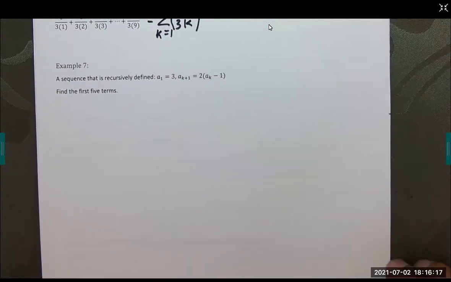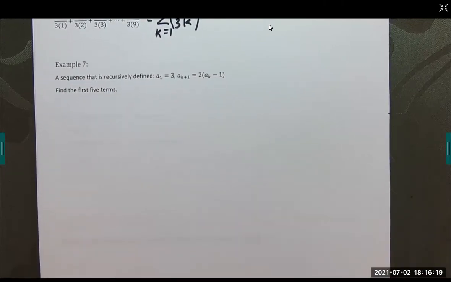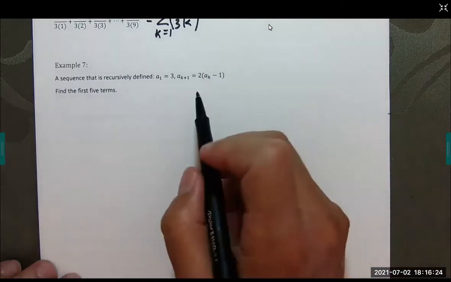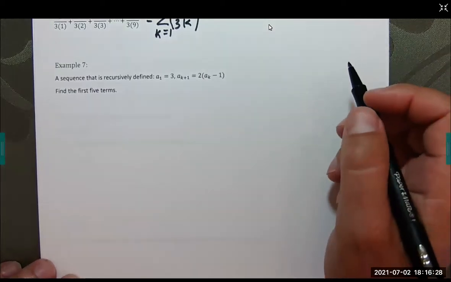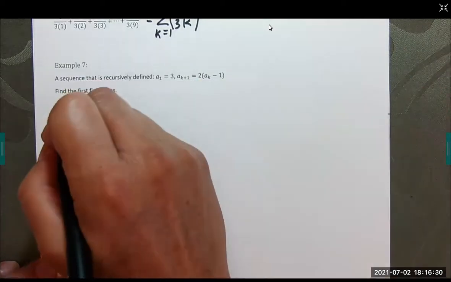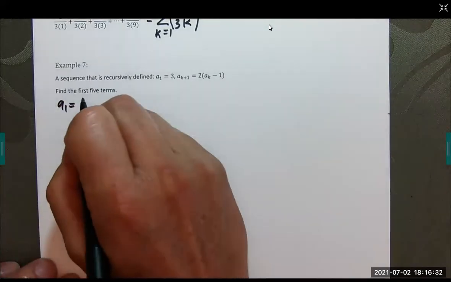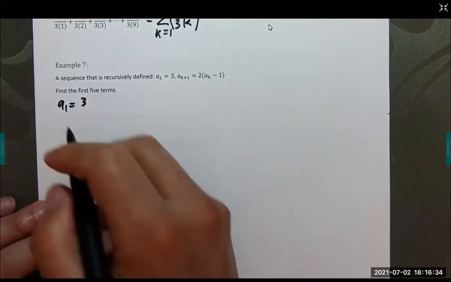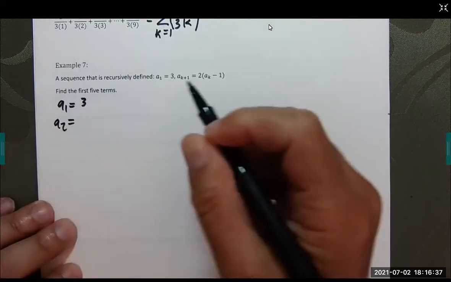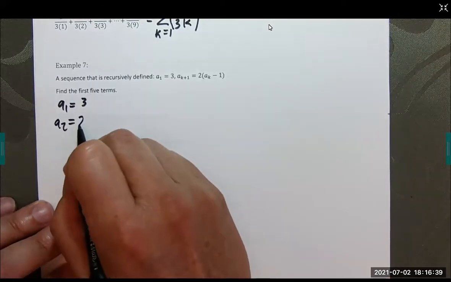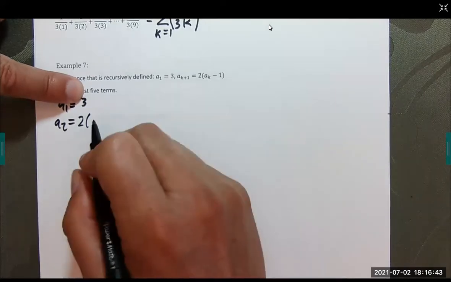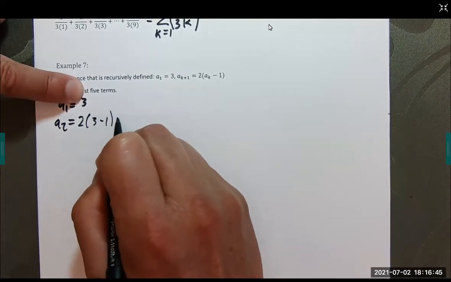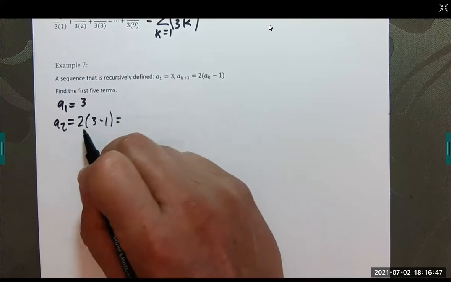Number 7. So here we have what's called a recursive sequence, meaning I need the first term and then I have some mechanism to get the next term after that. So we're going to write up the first 5 terms. A sub 1 starts at 3. A sub 2 is going to be 2 times parentheses a sub 1 minus 1, right, it's 1 less. So that's 3 minus 1, which is 2, times 2, which is 4.